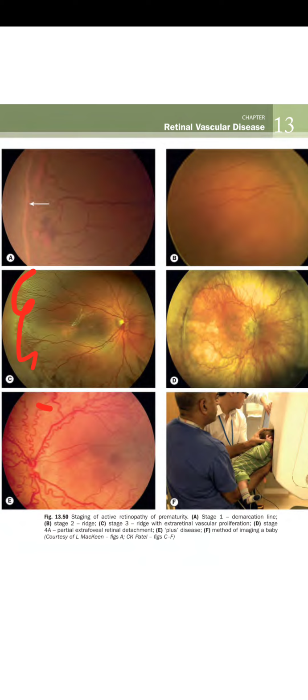D is showing stage 4A partial extrafoveal retinal detachment, and E is showing plus disease. So you can see vessel tortuosity. F is showing method of imaging a baby.